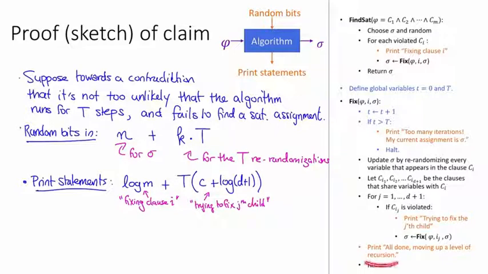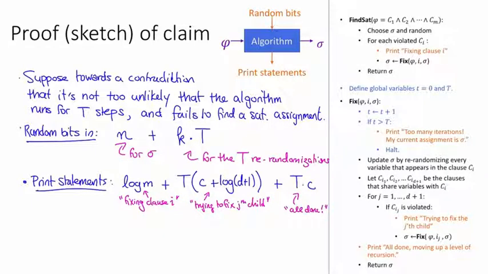Next, we might also say "all done" at most t times, because we do it at most once for each call to fix, and that's just some constant. Plus t times some constant c. Here I'm using little c as a catch-all constant, so we can make it big enough so that it covers the amount of information we need to say this, and "trying to fix," and so on. So this is for "all done."